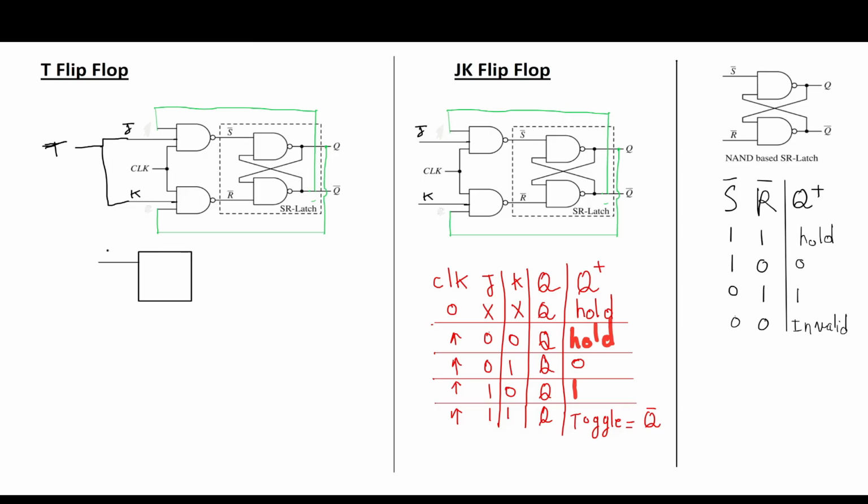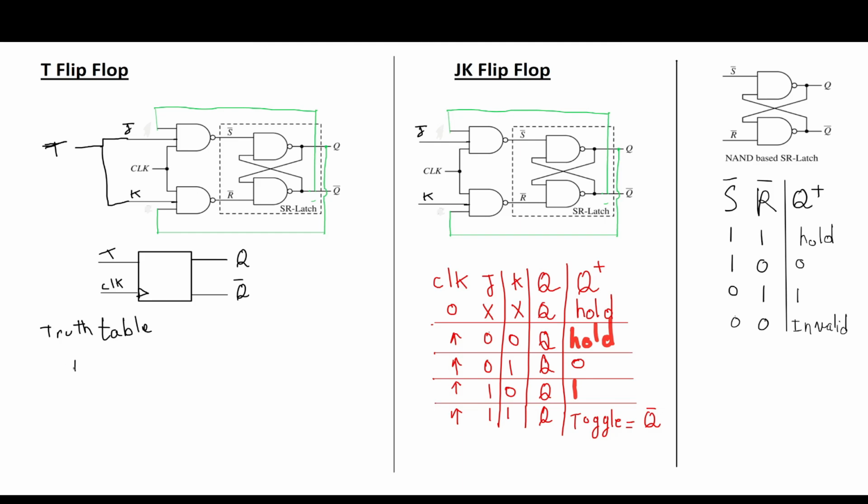So we have the T input, we have the clock, and then we have two outputs, Q and Q bar. So this is the symbol for T flip-flop. So the truth table for T flip-flop will look as follows. So let's derive the truth table.